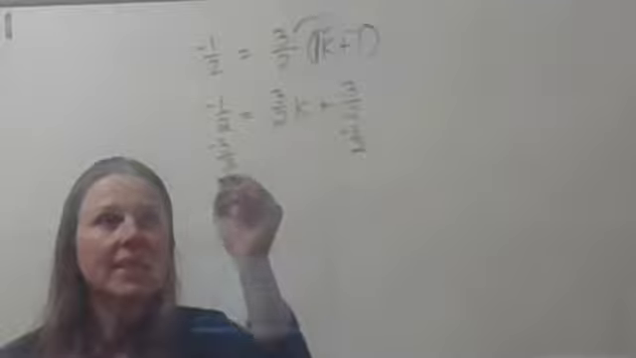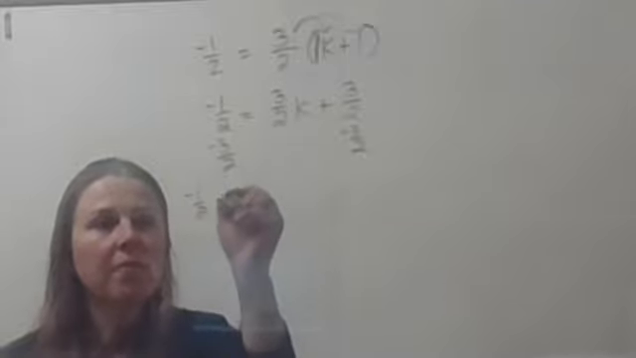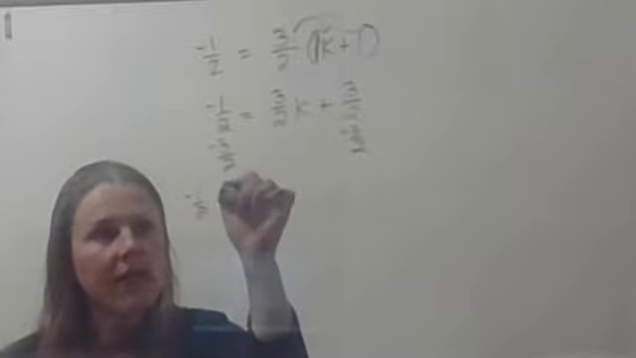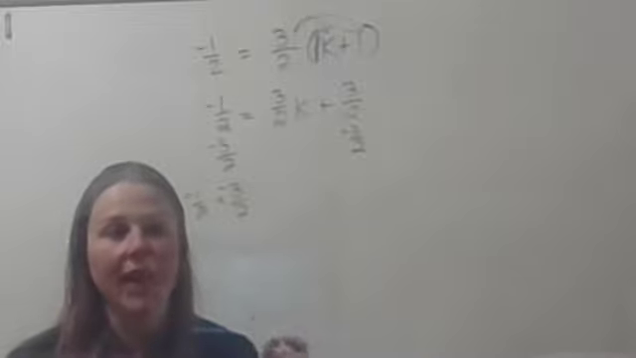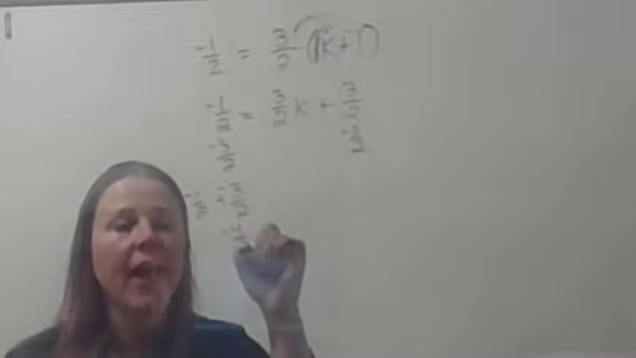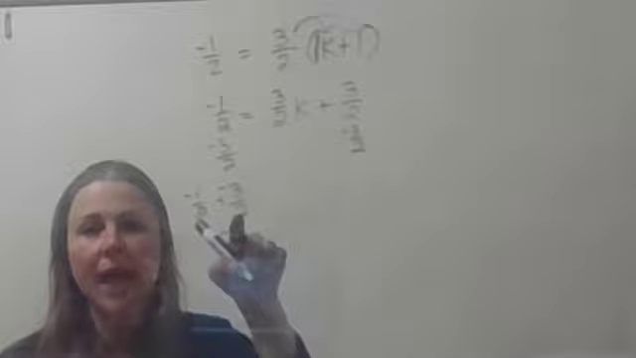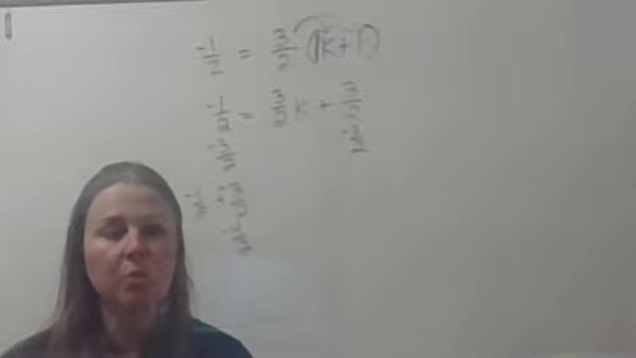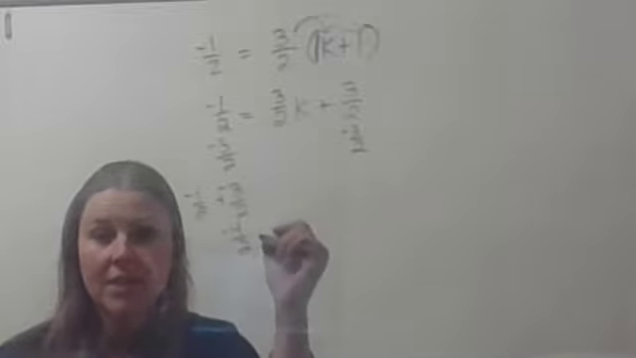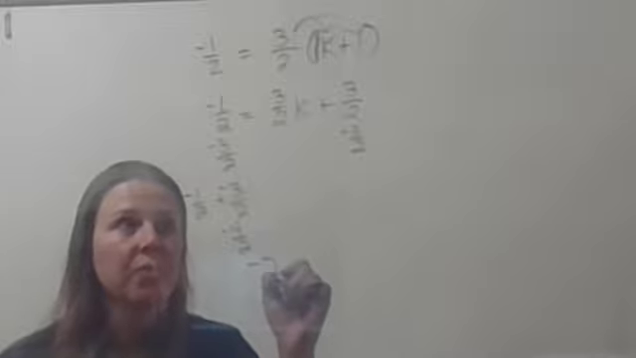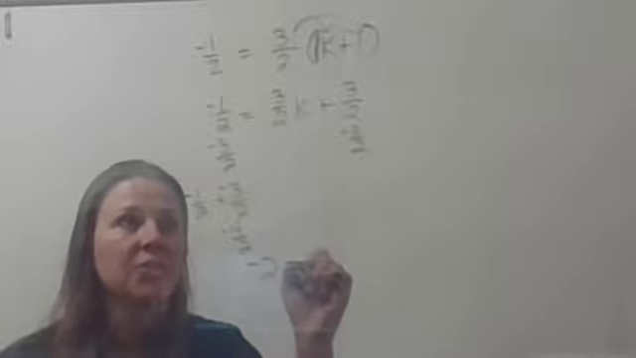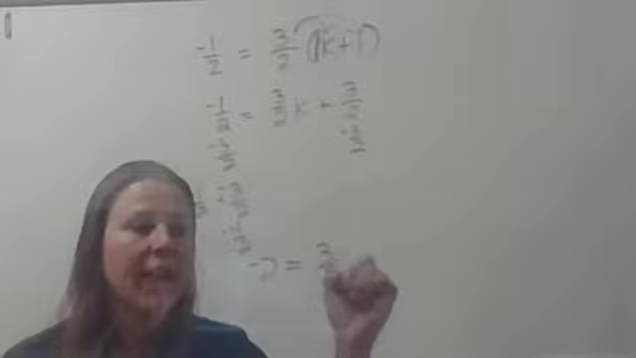-1/2 minus 3/2. -1/2 plus -3/2 is -4/2. If you have the same denominator, you just add or subtract the numerators. And -4/2 is a whole number. It's -2. So now we have -2 equaling 3/2 k.